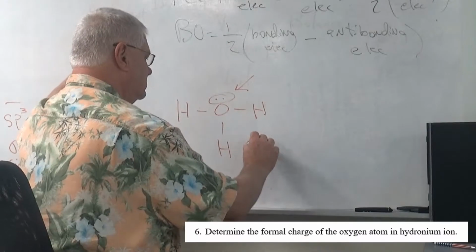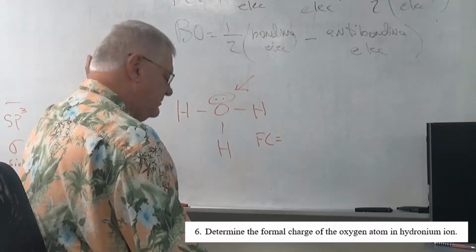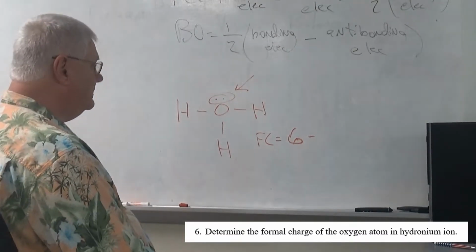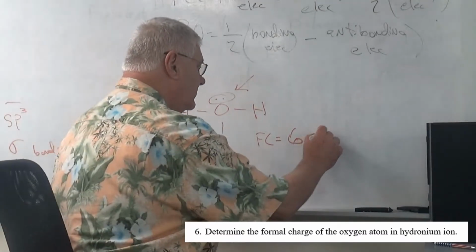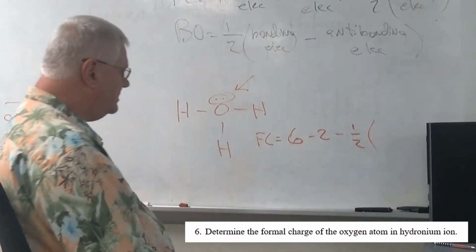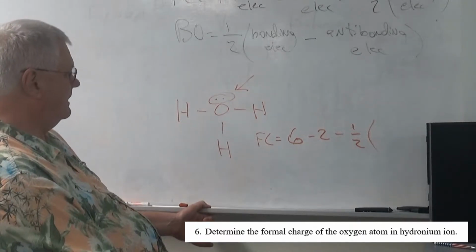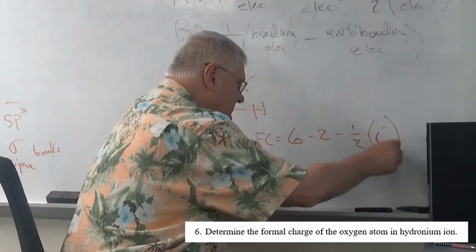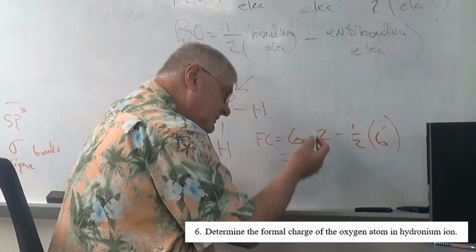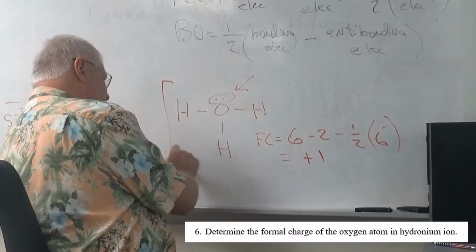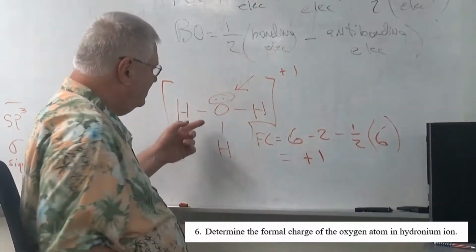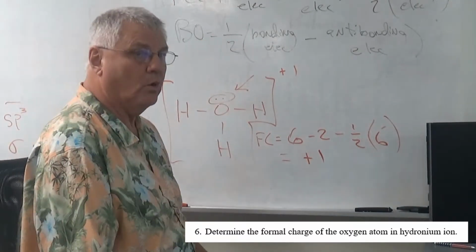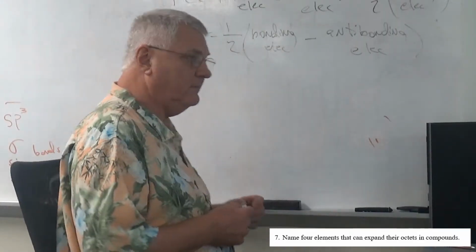How many valence electrons does oxygen have from the periodic table? 6. All right, so we got 6 minus, now how many non-bonding electrons? 2. Okay, minus 1/2, and how many bonding electrons? 6. Don't forget, each covalent bond is 2 electrons. 2, 4, 6. So it's half of 6, right? 6 minus 2 minus 3, and you predictably end up with +1. And so the reason this whole ion has a charge of +1 is because the oxygen has a formal charge of +1. The hydrogens are behaving, quote, normal.